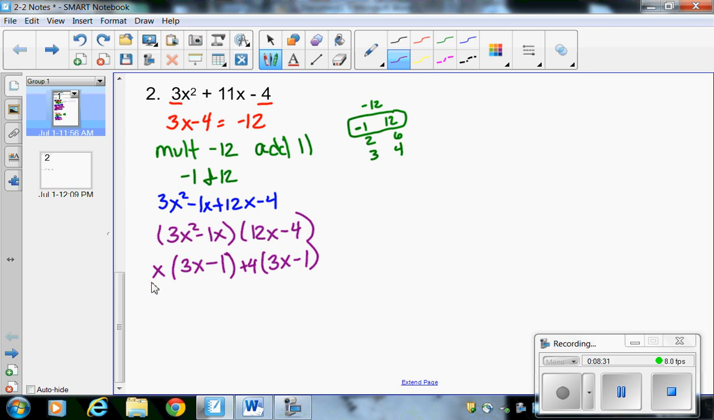So then it says take the 2 that we pulled out, which in this case is the x and the 4. So that becomes x plus 4. And then the 1 that is the same only gets written once.